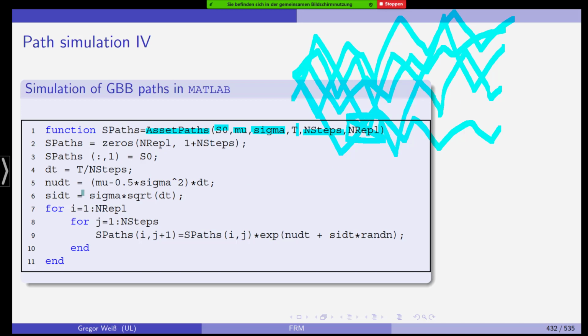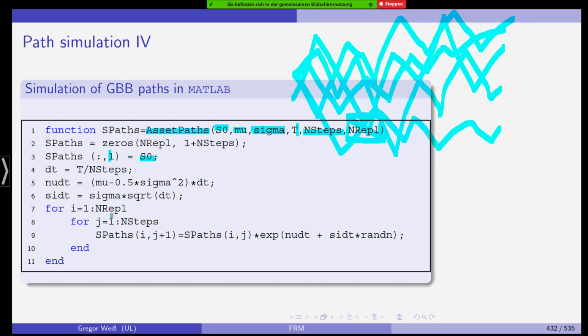We start out with a matrix of zeros. We initialize the first column of our matrix with S0; we all start at S0, the current stock price. dt is the change in time, simply T divided by the number of steps. For example, it could be 1 year divided into 365 steps, 365 days, so dt would be 1 over 365. Then we calculate nu dt and sigma times the square root of dt.